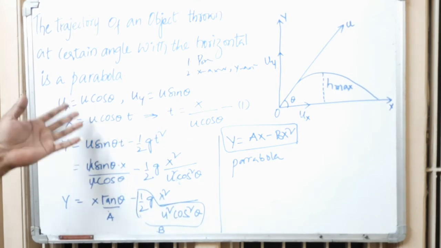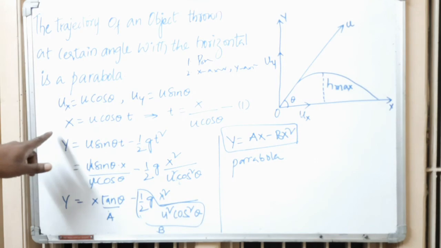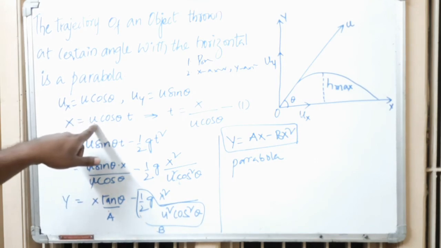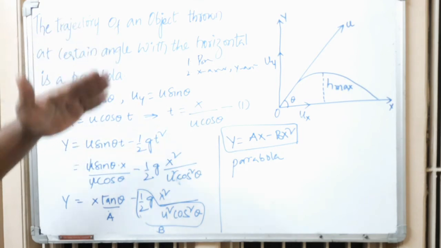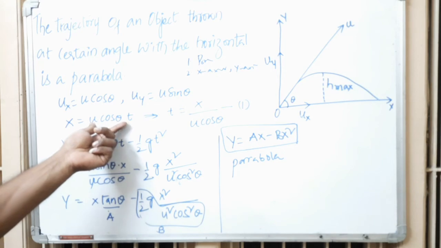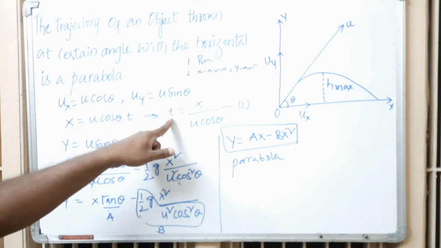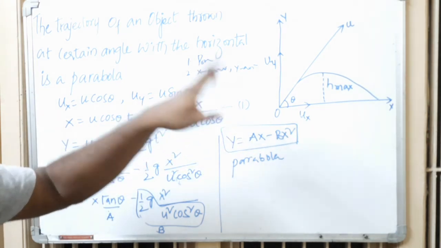So now it is after t seconds. Now we are considering the time. After t seconds, the horizontal distance traveled x is equal to u cos theta into t. I told you speed is equal to distance by time, so distance will be speed into time. From this equation, I have taken t. So this will be cross multiplied. So t is equal to x by u cos theta, equation 1.